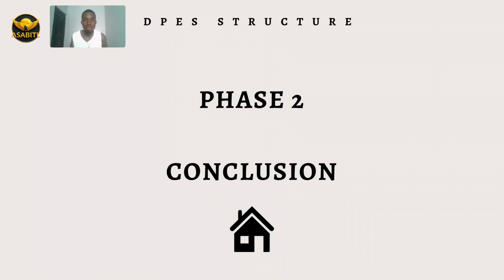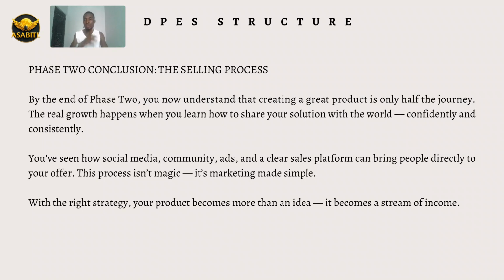Now we have come to the conclusion of phase 2. What did you learn? By the end of phase 2, you now understand that creating a product is only half the journey. The real growth happens when you learn how to share your solution with the world confidently and consistently. You have seen how social media, community, and a clear sales platform can bring people directly to your offer. This process isn't magic, it is marketing made simple. With the right strategy, your product becomes more than an idea, it becomes a stream of income. So I hope you get all this.